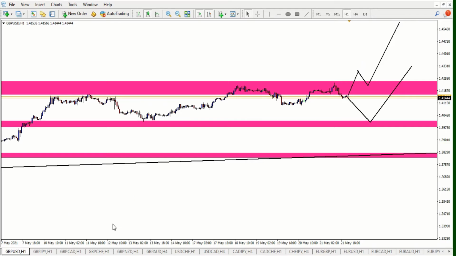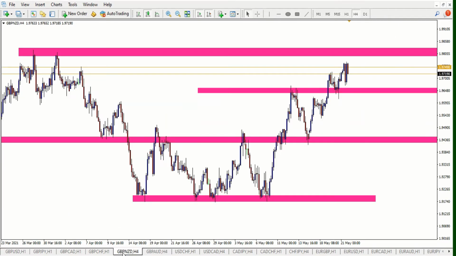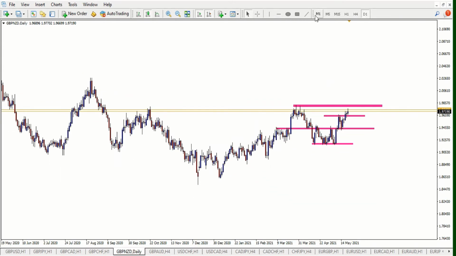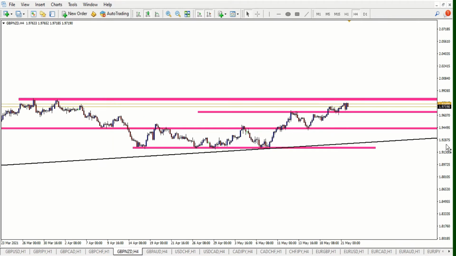Okay, so the next pair we're looking at is the Great British Pound New Zealand Dollar. Let's go to our daily just to see what's going on. Similar thing, the market is making higher highs and higher lows. Okay, predominantly we are still in an uptrend. Alright, let's go to a 4-hour.